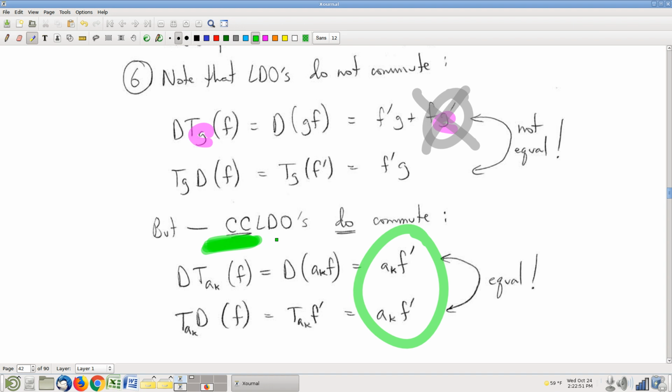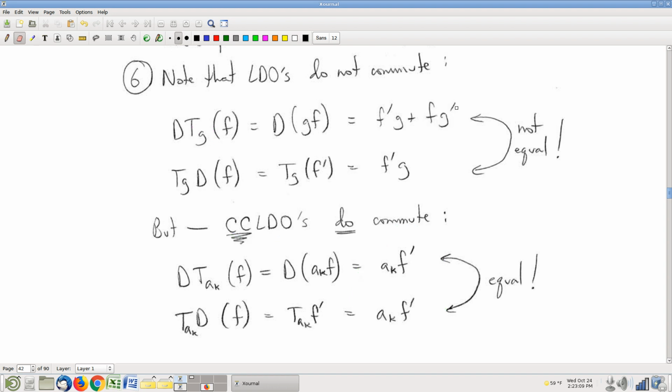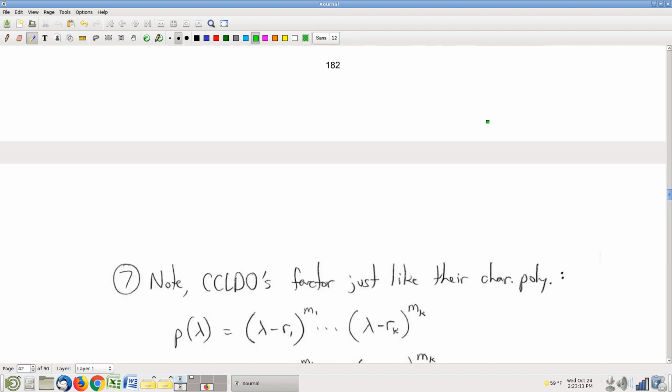So as we go forward studying constant coefficient, by the way, this abbreviation here, CCLDO, stands for constant coefficient linear differential operators. So L from chapter 4. They commute. Okay. So that ends up being the last really important piece of an important puzzle.